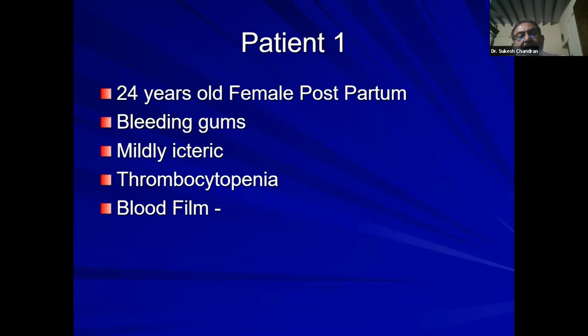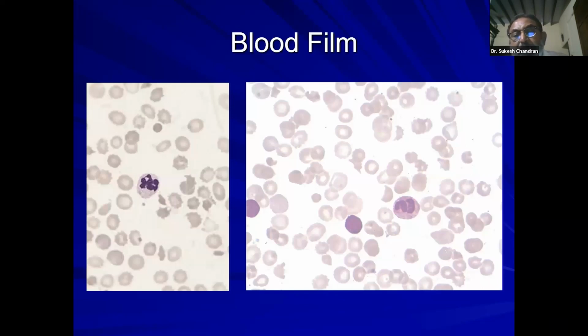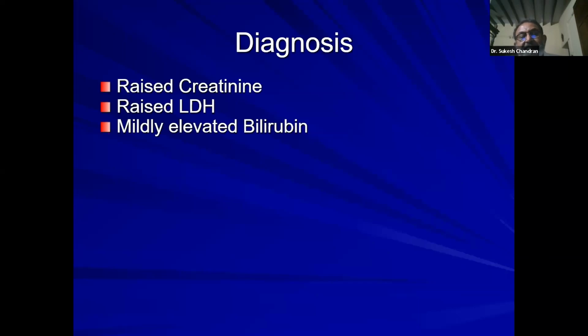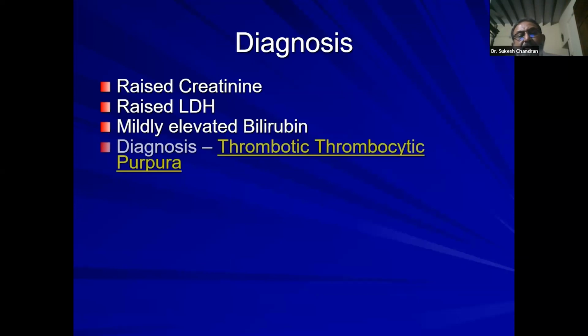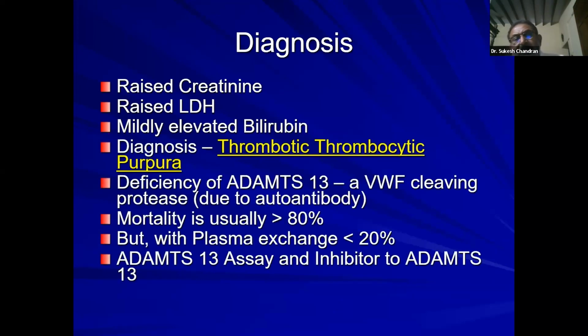Okay. Last 2 cases. A 24-year-old female, bleeding gums, mildly icteric, thrombocytopenia, blood film. There are no platelets, but there is something else. There are fragmented red cells. Very easy diagnosis. Raised creatinine, LDH, and markedly elevated bilirubin make your diagnosis easy, and you can give a diagnosis of thrombotic thrombocytopenic purpura. But of course, ADAMTS13 deficiency assays are not easily available, and you need to identify an autoantibody to ADAMTS13.